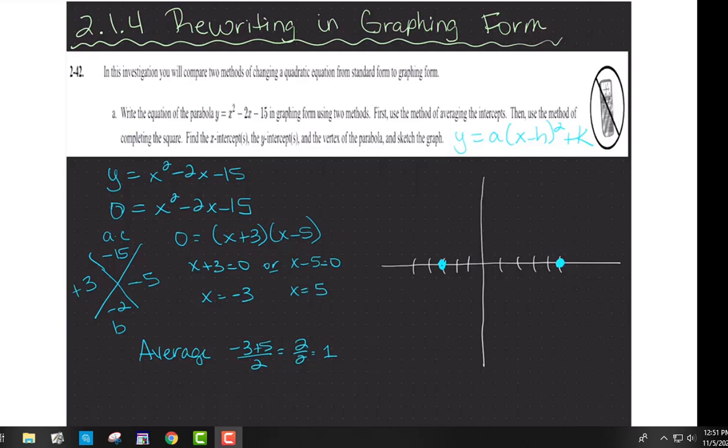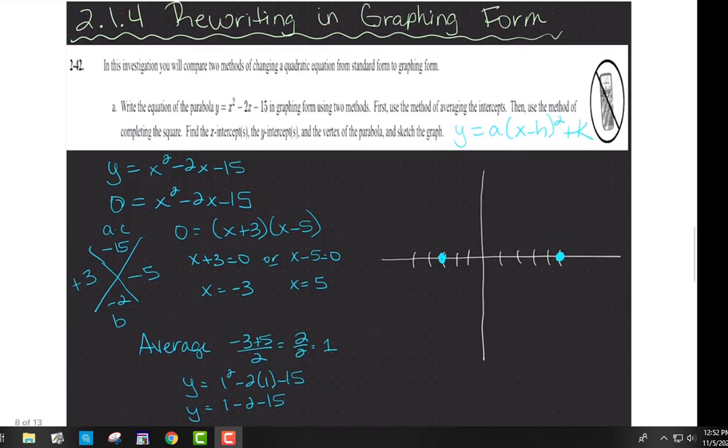So then I know somewhere along my x, where x is 1, somewhere along here is the vertex. So I just have to figure out how high or how low I got to go with my x equal 1 to figure out where that vertex is. So if I know that my x equals 1, I'm going to put 1 back in for x, and then it's going to tell me what my y value is. Okay? So y equals 1 squared minus 2 times 1 minus 15. So 1 minus 2 minus 15.